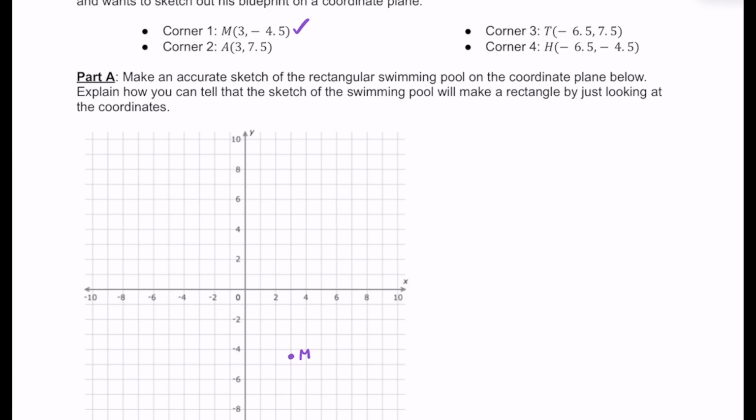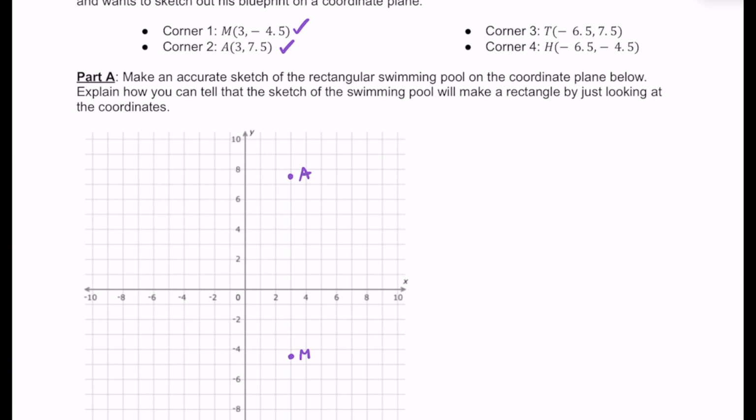What about corner number 2? For corner number 2, that's going to be 3, 7.5. Start at the origin, move 3 to the right for positive 3, then up 7.5. So 7.5, here's 6, and then here's 7, and 0.5 right about here. It's going to be over here in quadrant 1, so it's going to be point A.